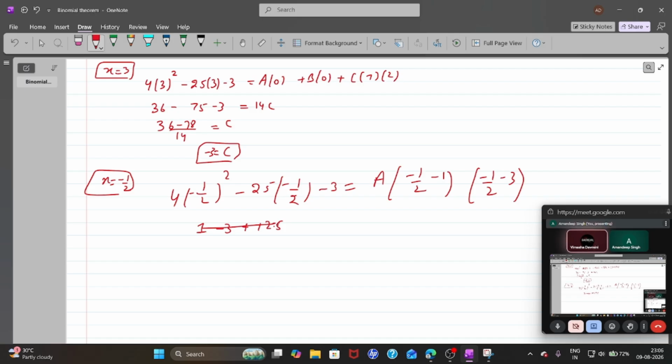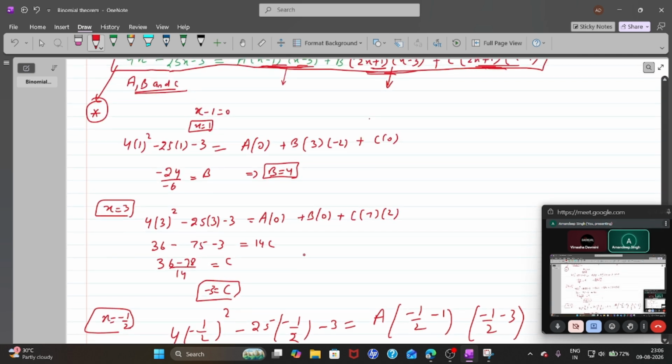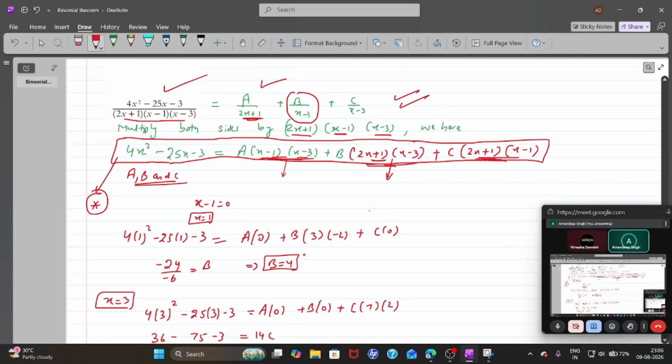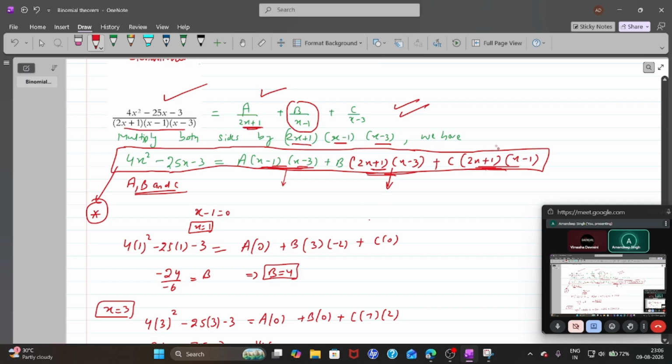It's 1. Okay, so the value is very simple, but the value of x was weird because it was in fraction. So a is equal to 1, b is equal to 4, and c is equal to minus 3. So what is the final answer?